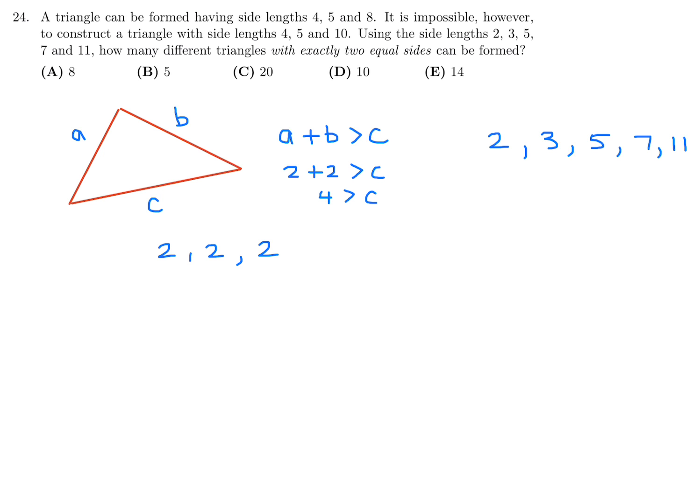We can't have 3 sides the same, we can only have two equal sides. So I can't choose 2, but I can choose 3, right? Okay, so we got 1. What if I chose 2, 2, and 5, like that? Well, that doesn't work, because 4, if you look at this right here, is not equal or greater than 5.